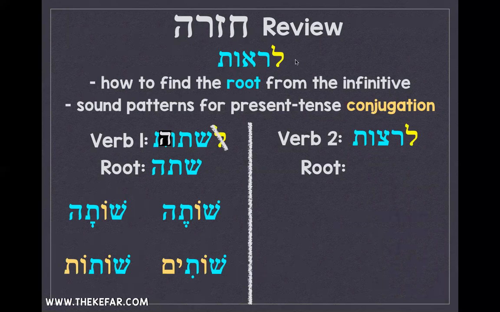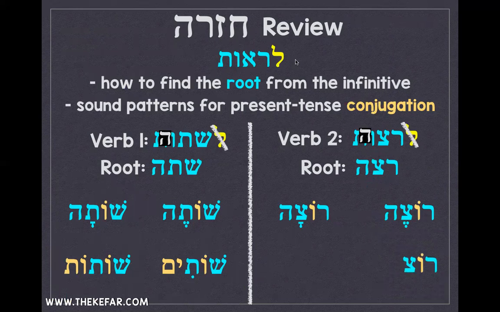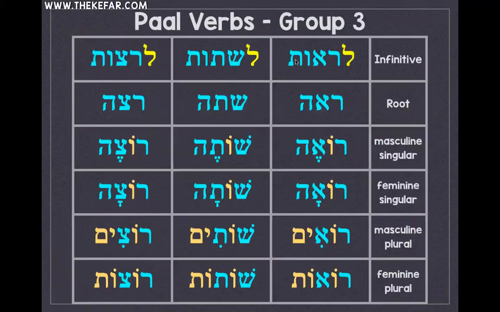Our second verb was lirtzot, which means to want. Get rid of the lamed, vav tav becomes a hey, that gives us ratza. Masculine singular is rotze. Feminine singular is rotza. Masculine plural, rotzim, and feminine plural, rotzot. And here we have the three verbs side by side.